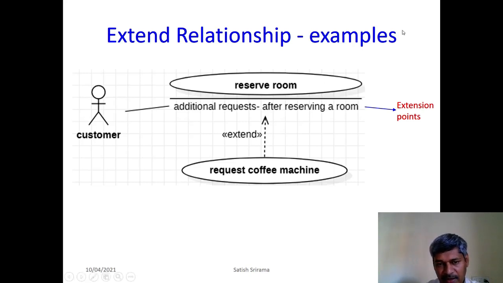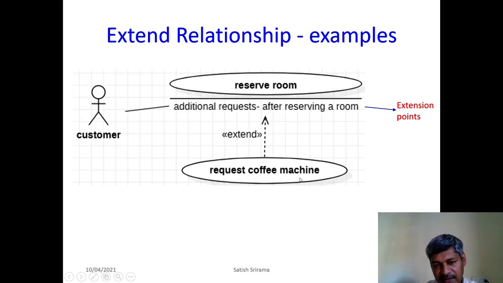Okay, but once he has done this one, for example, he can also make additional requests. That is the extension point. While he is reserving, after reserving a room, after the basic steps, before this use case is actually finished, there is the extension behavior which we are trying to add into the system.